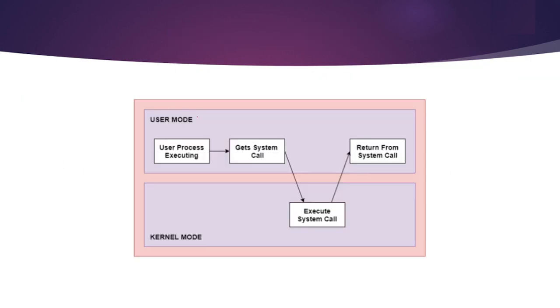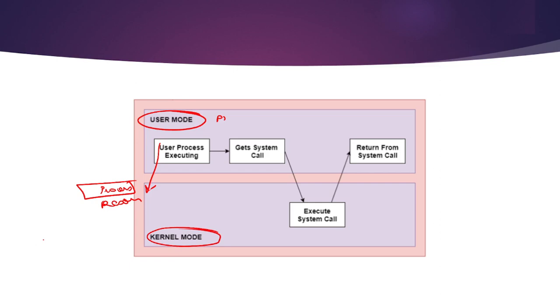Here we have the working. System calls are created when the process in user mode requires access to a resource. Let's say process P1 is in user mode and it wants a resource. Okay, then system calls are created. Then it requests the kernel to provide the resource with the help of system call.